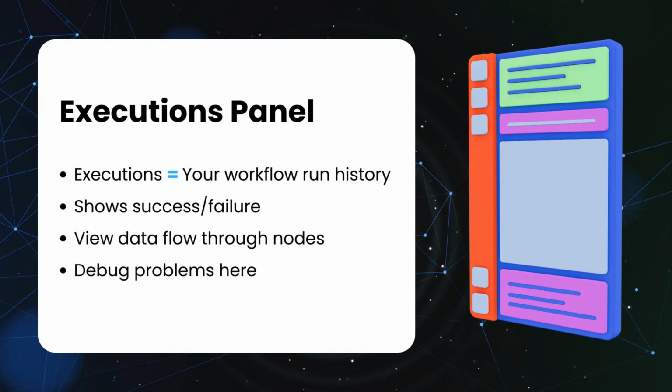So the last main part is executions. This is your workflow history. Every time your workflow runs, it shows up here. You can see if it succeeded or failed, what data flowed through each node, and debug any problems. This is super helpful when something breaks and you need to figure out why. Let me run a simple workflow so you can see what executions look like.